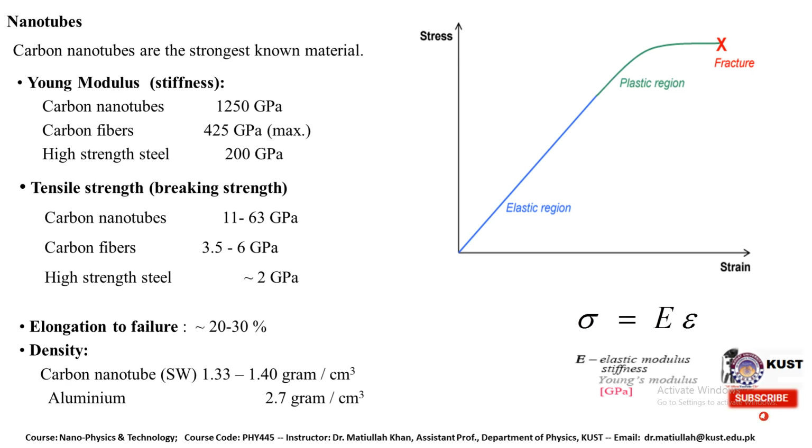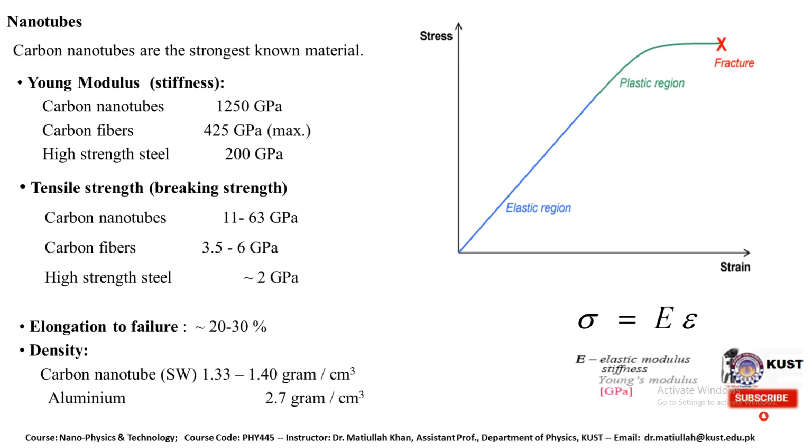Looking toward the tensile strength of these materials, we see that in the case of steel the tensile strength is only 2 gigapascal, but in the case of carbon nanotubes it can vary between 11 to 63 gigapascal. If we look toward carbon fibers, again they have very high tensile strength, around 3.5 to 6 gigapascal, which is much higher than the tensile strength of high strength steel.